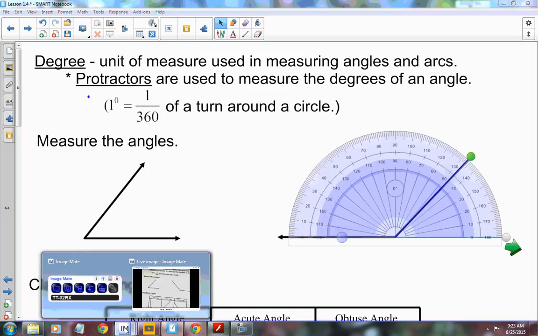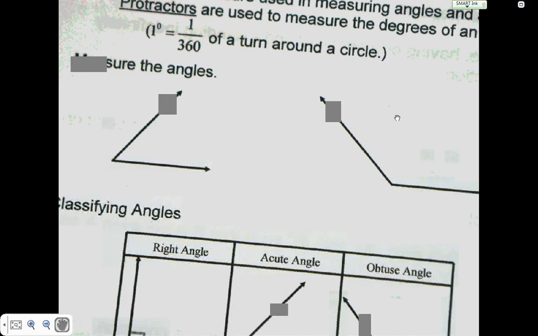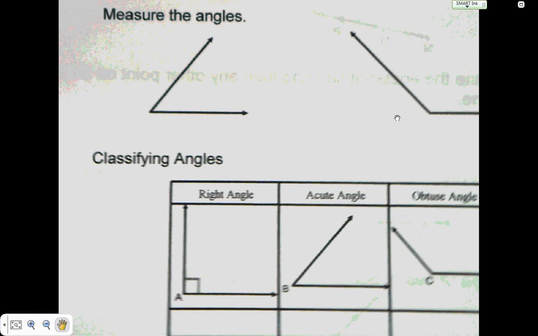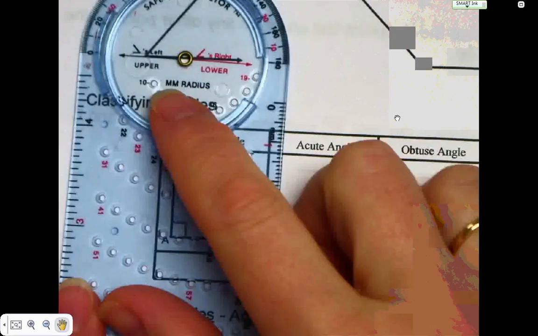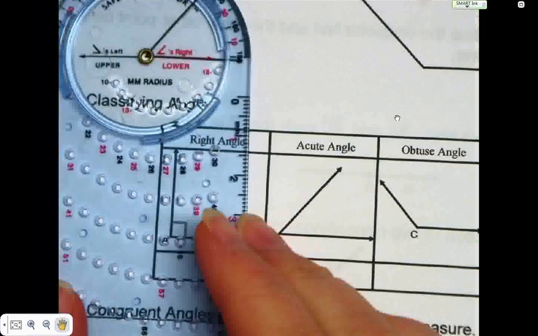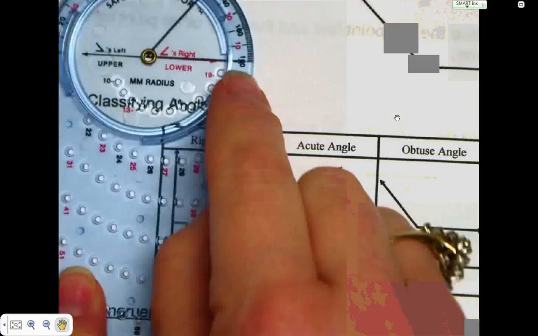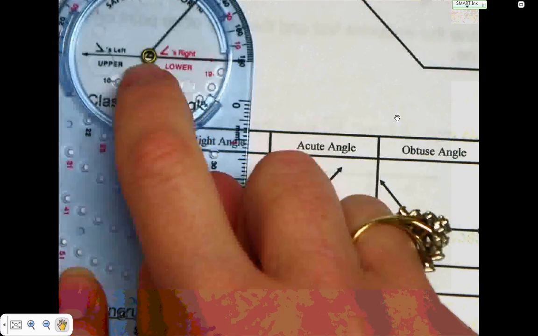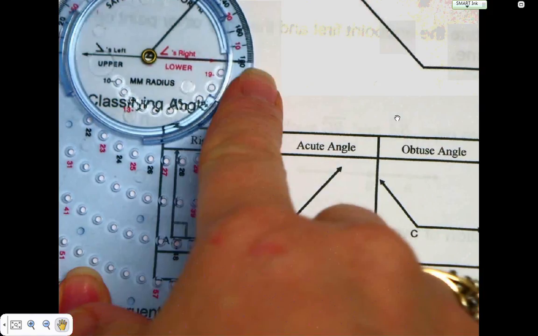Okay, so when you are using these, you see how I've got the little gold circle? Okay, that's what you put at the vertex. You put that there, and then you need to have your ray so that it shoots off to the 180 mark, okay? And I always try to line my arrows up so I know that I've got my ray and my arrow and everything shooting towards the 180, okay?